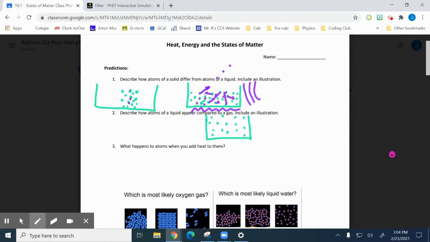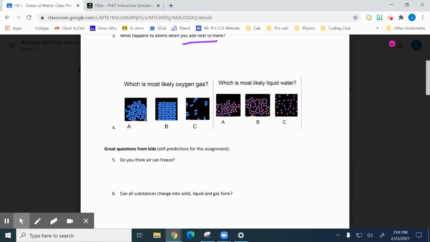What happens to atoms when you heat them? They start vibrating more. Which is most likely oxygen gas? That's going to be this one, because this is a solid, this looks more like a liquid, and these are all over the place. Which is most likely liquid water? This looks more solid. What do you think?